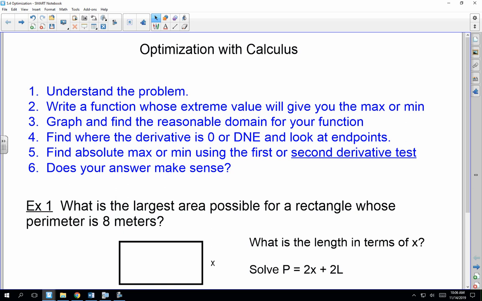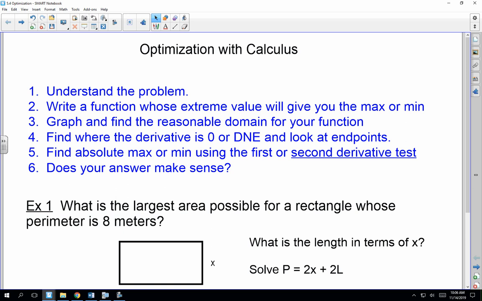And then you're going to graph the equation and find a reasonable domain. In some cases, you can graph it by hand without a calculator. In other cases, you'll maybe need a calculator to graph it and see what it looks like. And then find where the derivative is 0 or does not exist, and look at the endpoints. So those are all the candidates for an absolute max or absolute min: where the derivative is 0, does not exist, or at the endpoint.